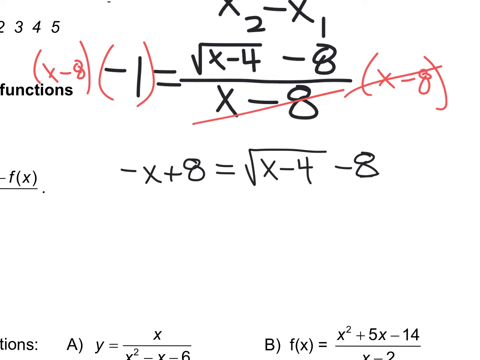Well, I don't like that radical. I'm just kind of talking through my thinking here. I know I got that radical. If I get the root x minus 4 by itself, I can square it and get rid of the radical and then try to work with it from there. So let's just go ahead and do that.